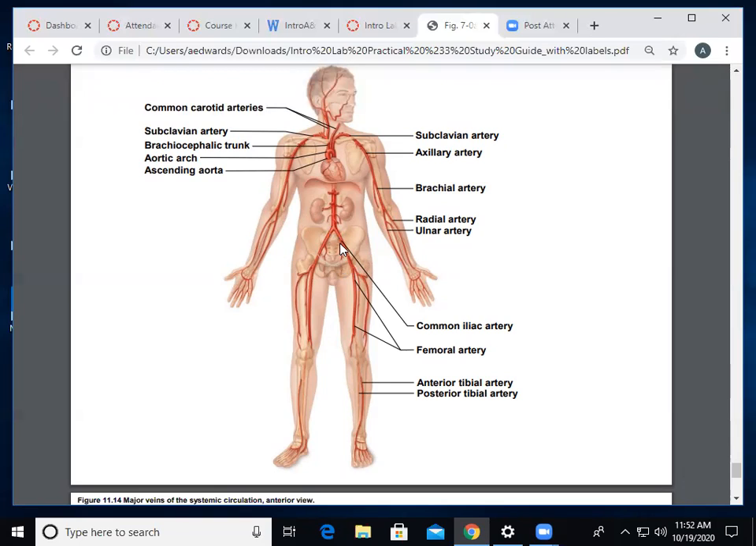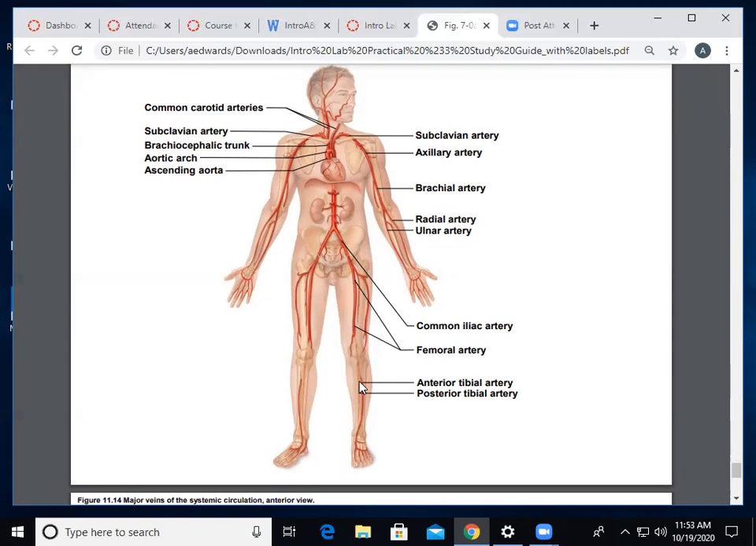All right, when you get to the hip area, the os coxae, you have the common iliac artery. Remember iliac, ilium? Should remember that term. Okay. Branching off of that, you're going to get the femoral artery. Why do you think we call it femoral? Because it's near the femur.